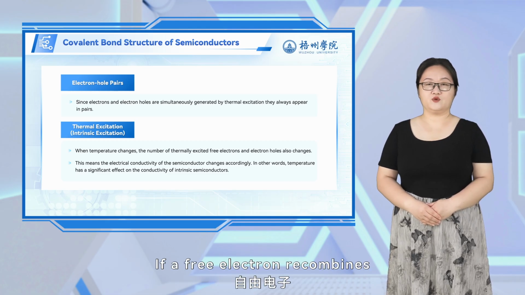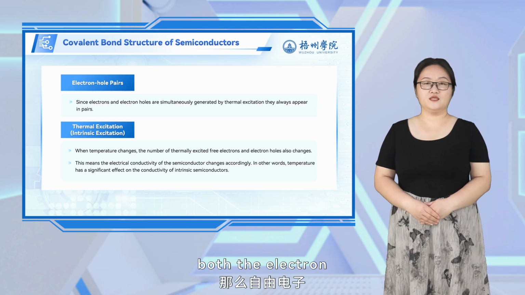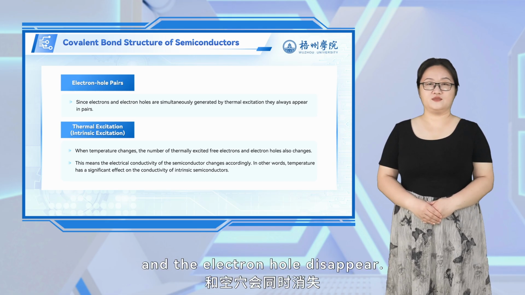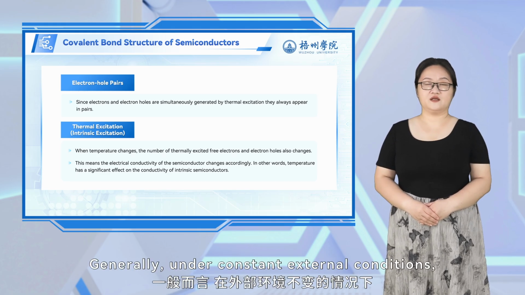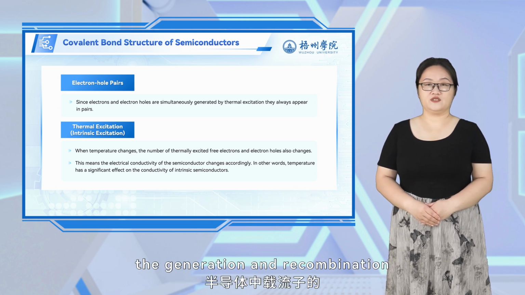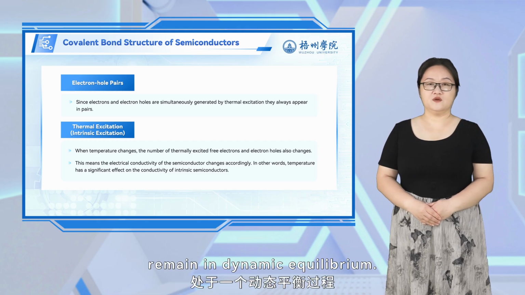If a free electron recombines with an electron hole during its movement, both the electron and the electron hole disappear. This process is called recombination. Generally, under constant external conditions, the generation and recombination of charge carriers in a semiconductor remain in dynamic equilibrium.